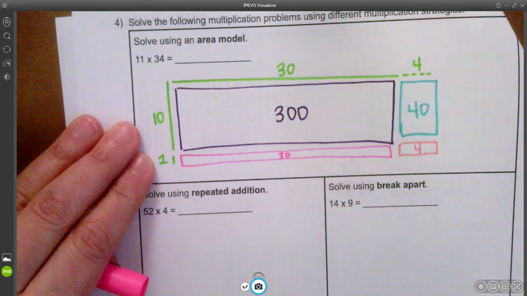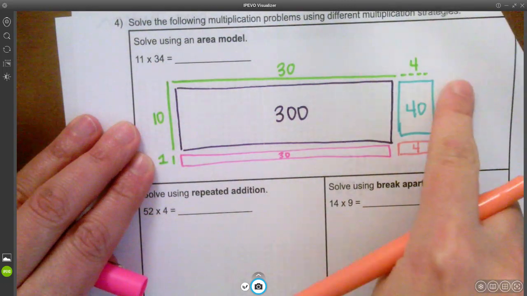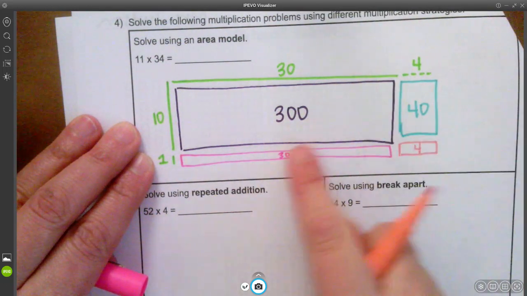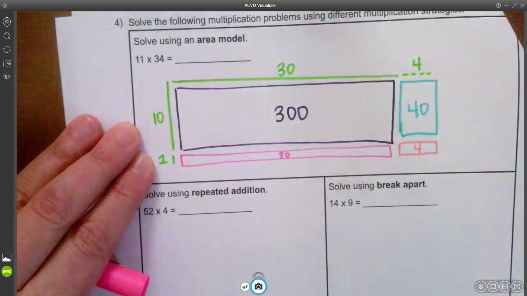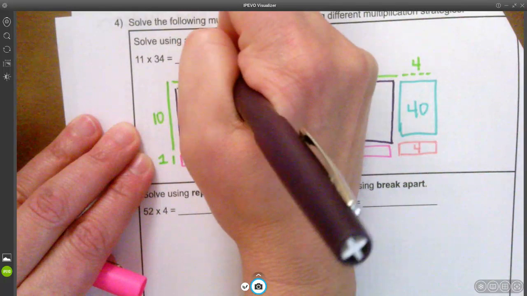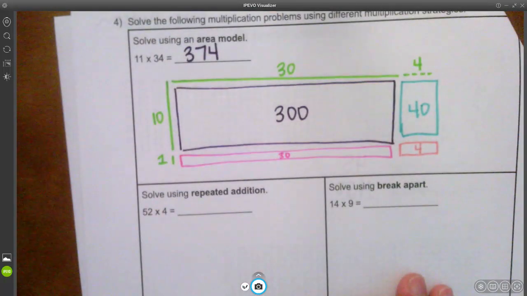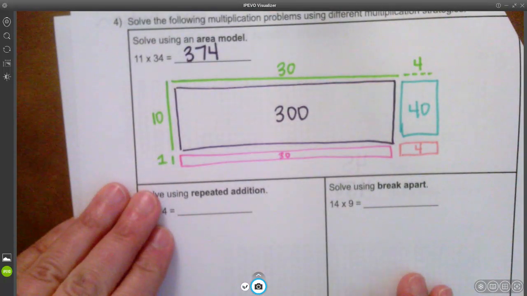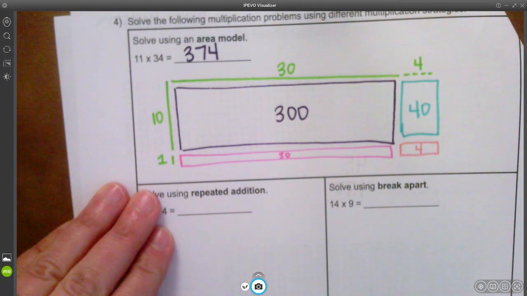And if you were to add all of these together, and you could do it off to the side if you need, that'd be 340, it'd be 370, 374. So the area model is actually quite similar to traditional that we'll learn later in the year, how your parents learned it, where it's basically making everything into easier steps, and then it kind of adds it all together.